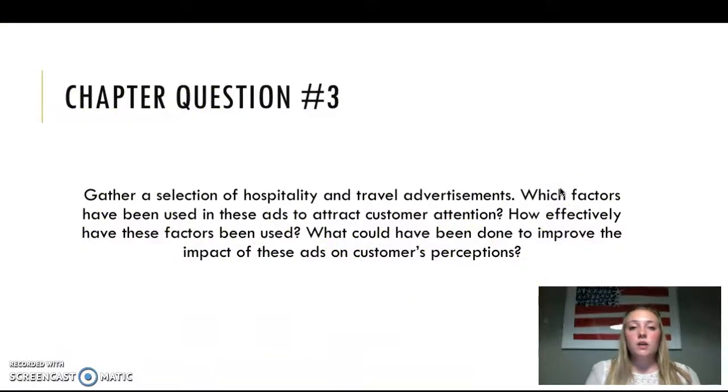For my question, I decided to do question number 3, which is to gather a selection of hospitality and travel advertisements. Which factors have been used in these ads to attract customer attention? How effectively have these factors been used? What could have been done to improve the impact of these ads on customer perceptions?